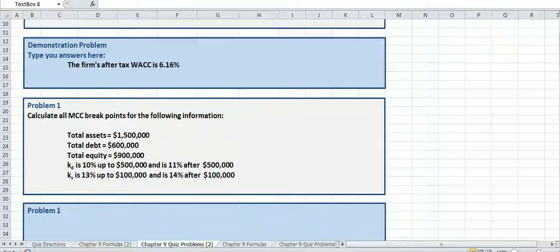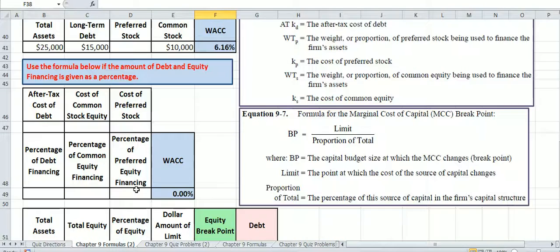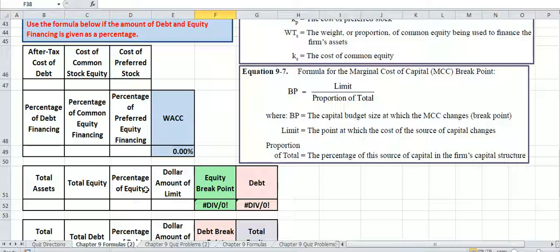Problem 1, you're going to be looking at the marginal cost of capital breakpoints. Now there's a problem that you did in your homework very much like this one, so you shouldn't have any problem figuring out which formulas to use for those breakpoints here.